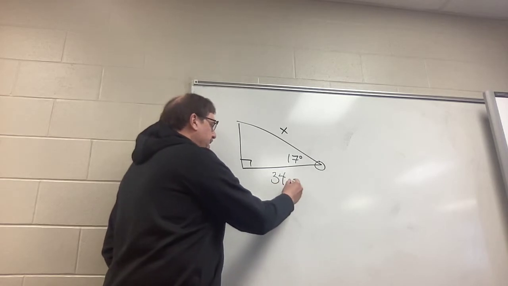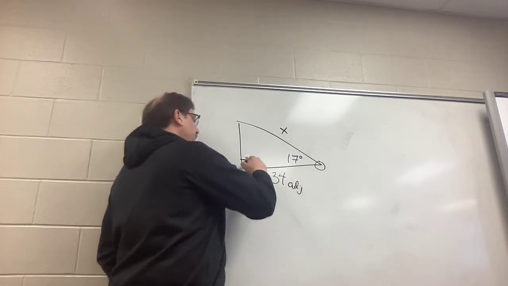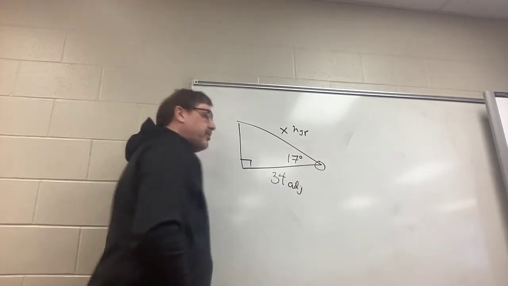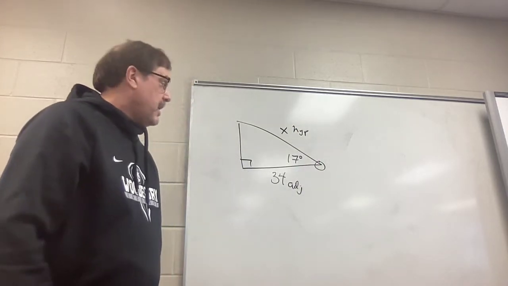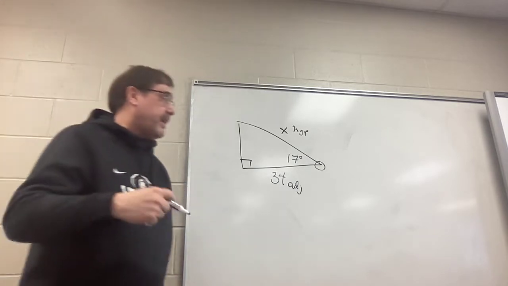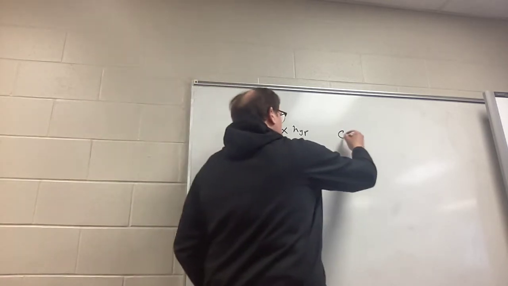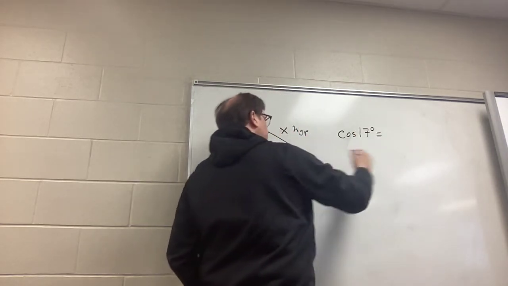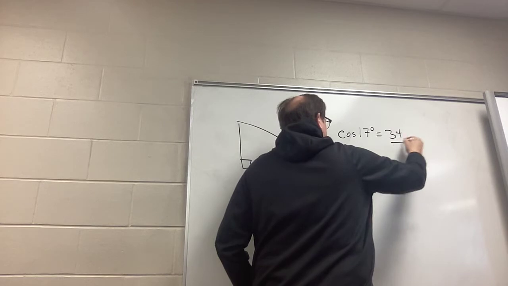That's nearby, that's the adjacent, and always across from the 90 is the hypotenuse. And then we have to think adjacent, hypotenuse. I think we've done this enough that you all know that that's cosine. So we write cosine of 17 degrees equals opposite over adjacent, 34 over x.